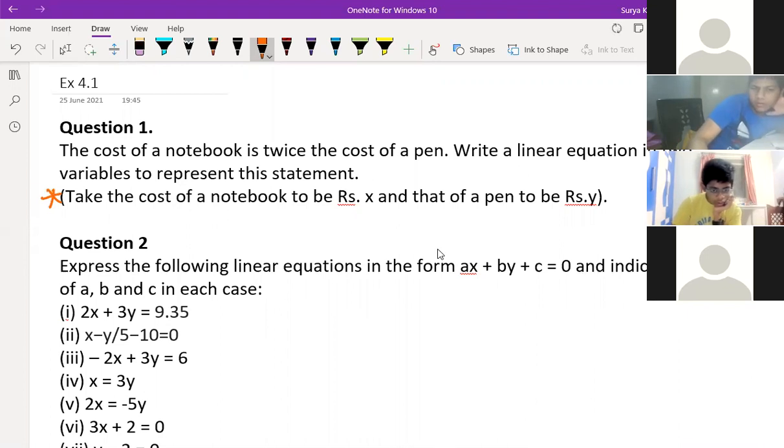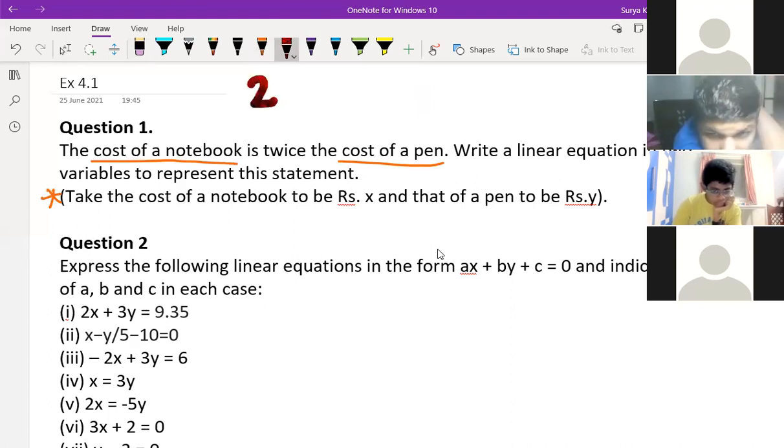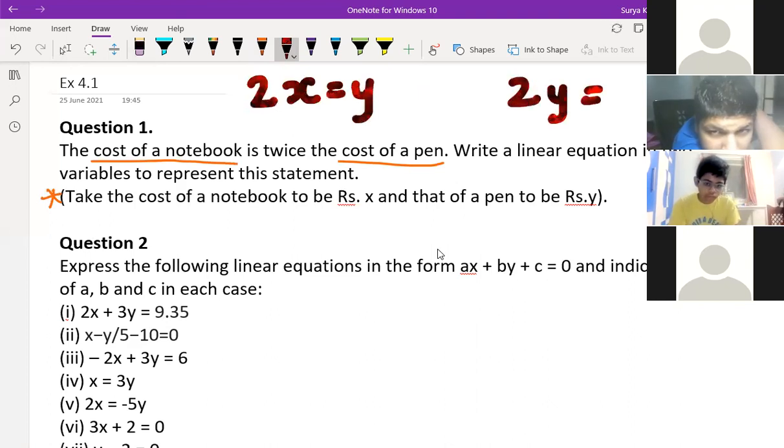Okay, don't think. If you know it, just tell me. Sir, we can take x as the pen and y as the notebook, so 2x is equal to y. Sir, I took 2y is equal to x. Someone might have taken 2y is equal to x, right? Yes, sir. So any one is correct.